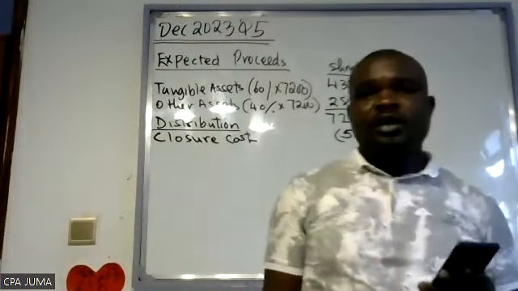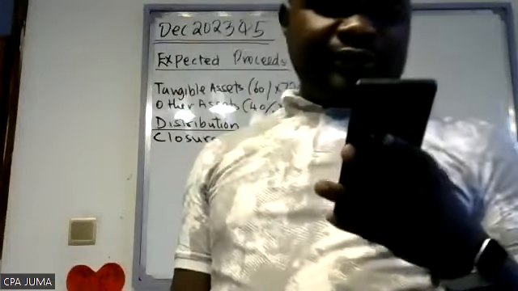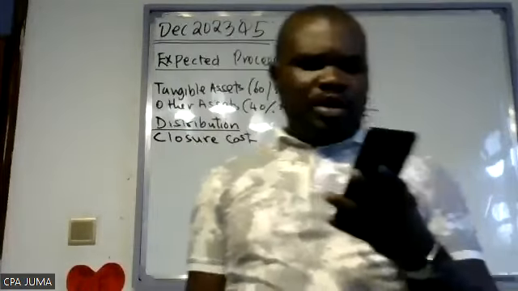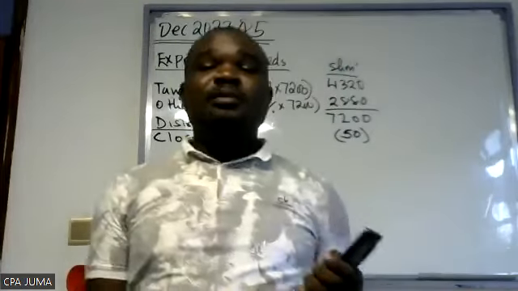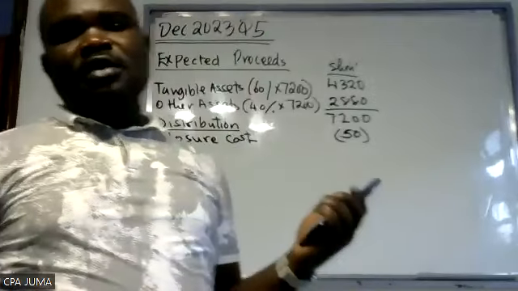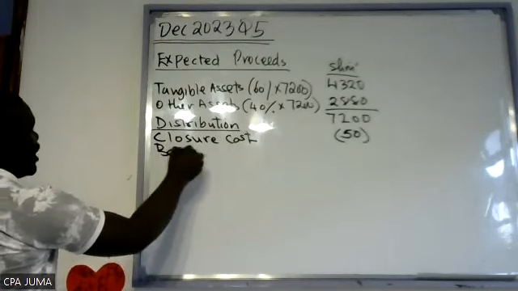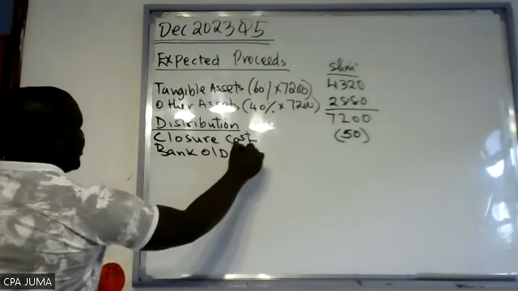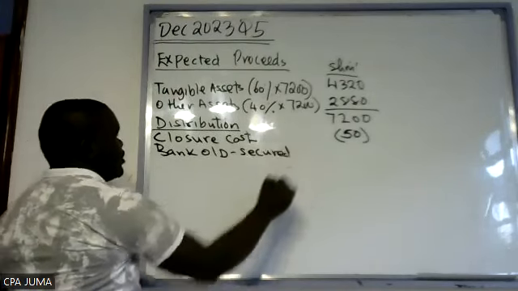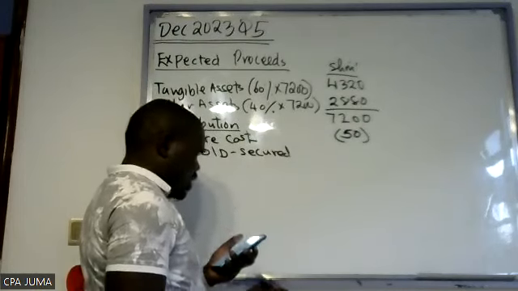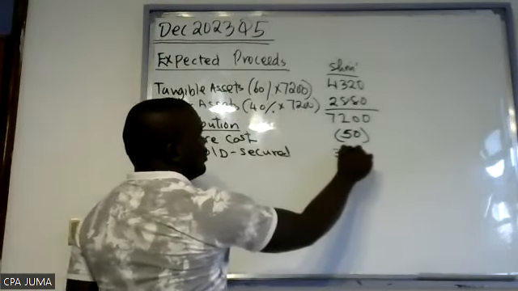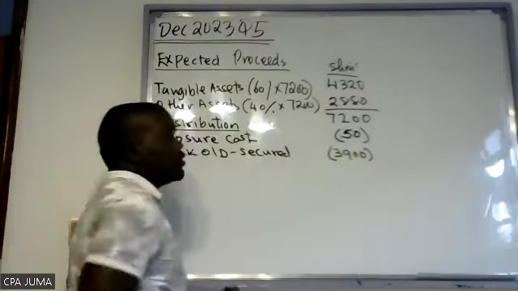Yes, I can see one. People have seen it, yes. The bank overdraft was secured. So it was 39. That one must be settled first from the proceeds. So bank overdraft, bank OD, secured. That one must be settled out of what is available, 39.